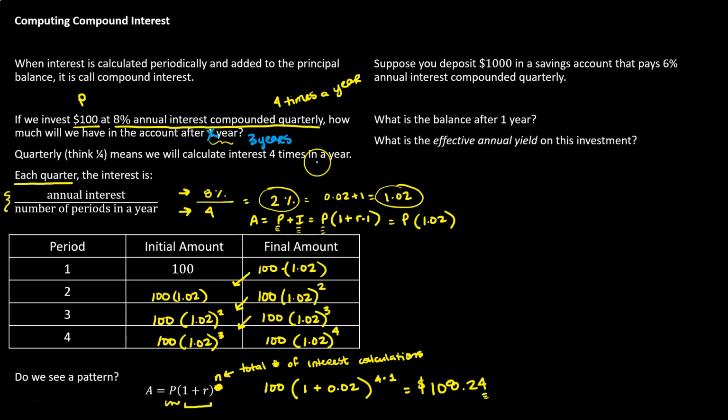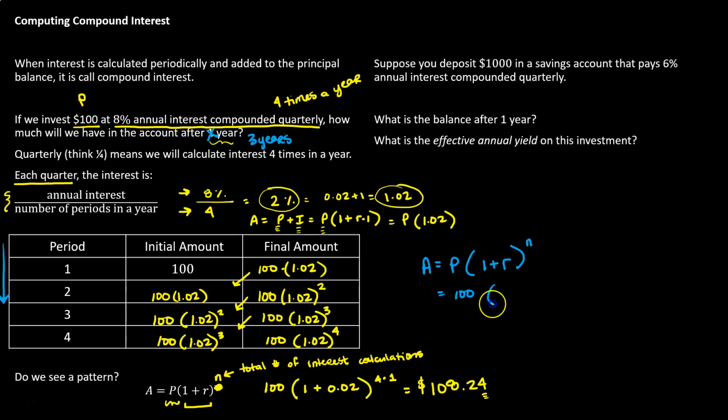A lot of this would stay the same, except for this table would need to extend for another 2 years. Right now, we made a table for 1 year. We'd have to continue it for another 2 years. We don't have to make that table, though, because we found a pattern. We found that the final amount is going to be principal times 1 plus the periodic interest rate raised to the total number of interest calculations.